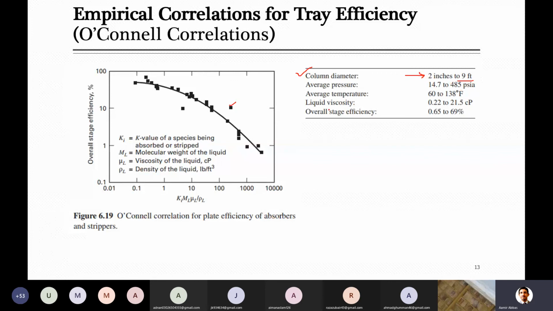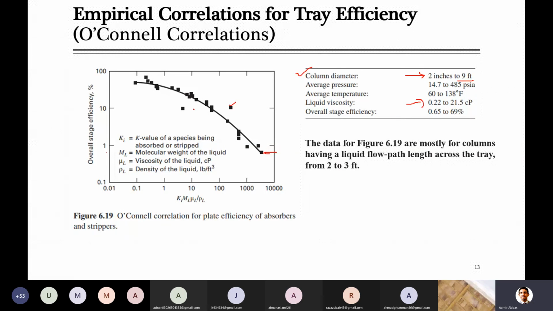Pressure range was given, as well as temperature range. Now for liquid viscosity, you can see that in this case they have improved a lot. The initial equation was only up to 1.6 centipoise, but this goes up to a huge viscosity range. And the overall stage efficiency which they considered varied from 0.65 up to 69%. You can see this data point is less than 1, around 0.65, and the maximum is up to 69%. Various efficiencies were calculated or observed for a number of columns and various systems.